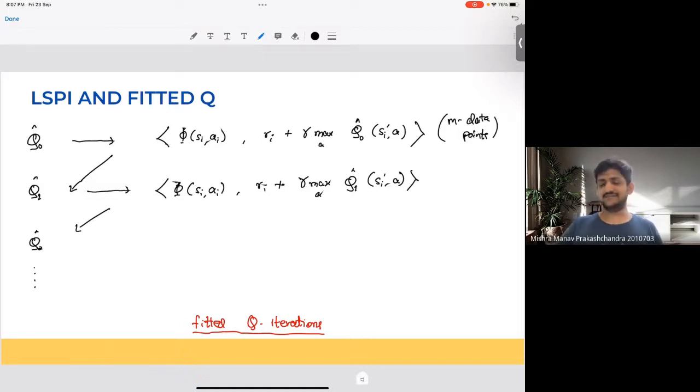So you have this bunch of data, and you use this much data to get a new estimate of your Q hat. So this we'll call Q1. And similarly, you repeat the process. You again generate m data points. The target is again using the estimate of Q1 hat, and correspondingly you generate your Q2 hat and so on until you reach your Q hat star. Okay, so this method is known as the fitted Q iteration method.